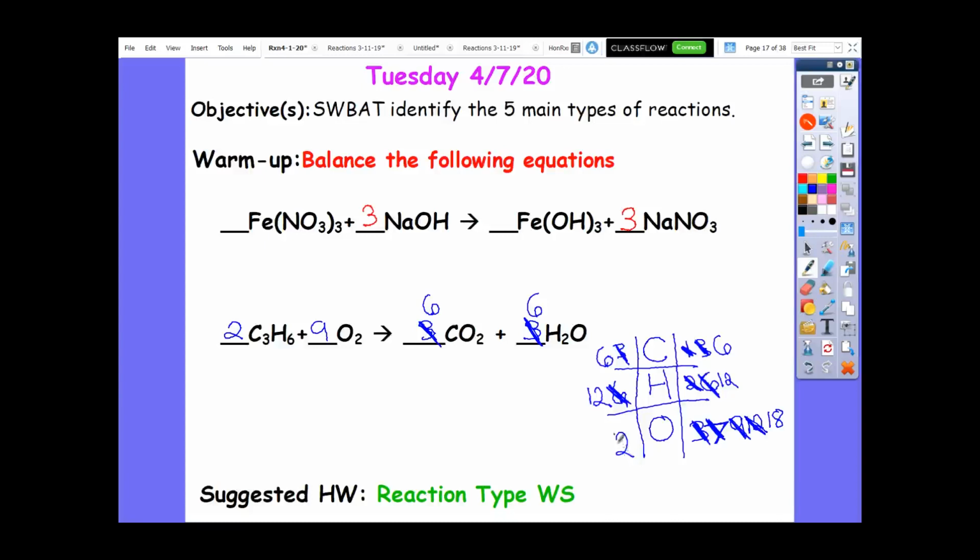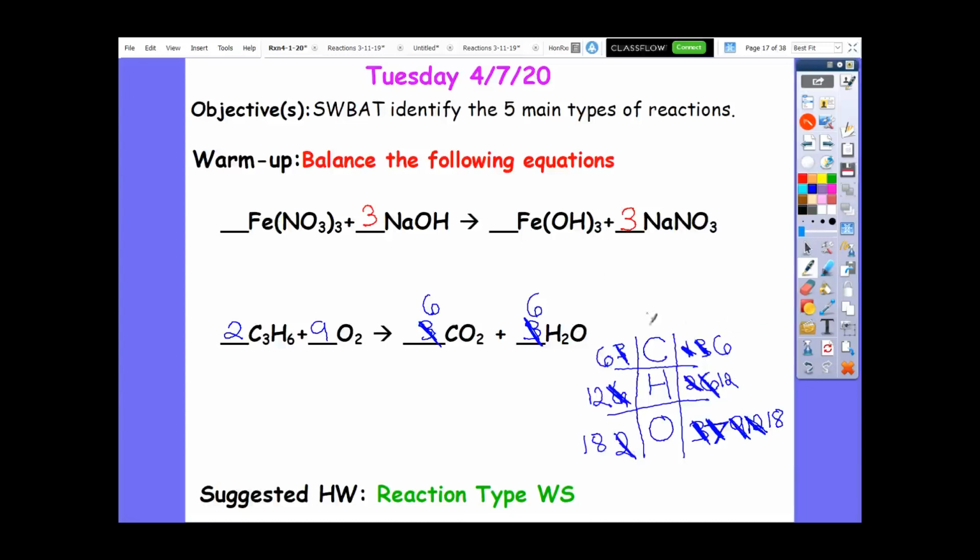2 times 9 will give me the 18 oxygens I need. So this is one of the hardest problems that I will throw at you for balancing. But as long as you follow those rules, balance your carbon first and balance your oxygen last, it helps. It makes it a lot easier to solve.